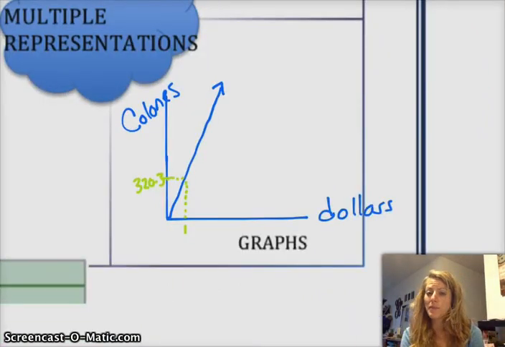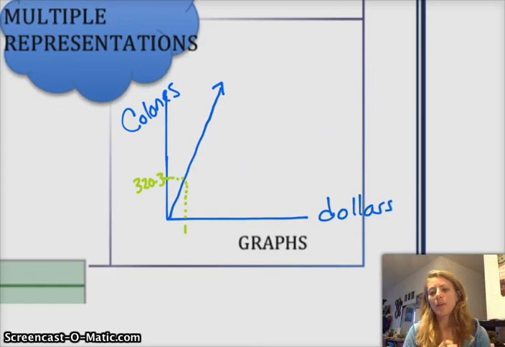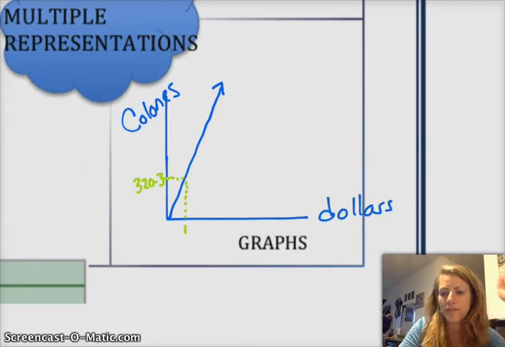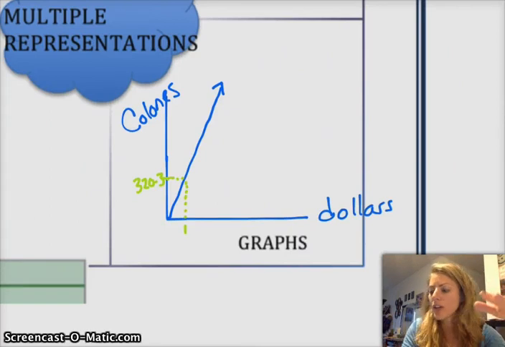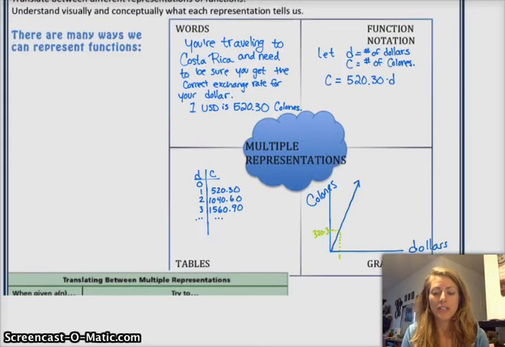And in this case, it doesn't really make sense to have negative in there. I mean, I guess you could go in debt while you're traveling, but for the most part, we're going to talk about $1 being 520 colones. And so therefore we will have a linear relationship, and it's really just going to be in the first quadrant. Okay, cool. So you kind of see overall how you have 4 different representations of the same thing.